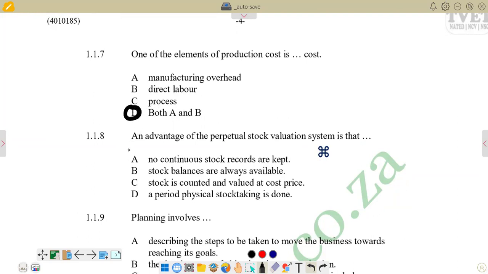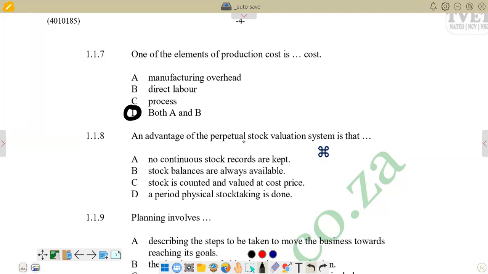Then you go to 1.1.8. An advantage of perpetual stock valuation system is that, remember, we've got two valuation systems that we have. We have got perpetual stock valuation system, and also we have got periodic valuation system. They are mainly differentiated by the way that they value the inventory or stock. Remember, perpetual stock valuation is a valuation that is done throughout the period, which is not after a certain period, but at any time you can find the value of stock. That is perpetual stock valuation. But periodic is the valuation of stock after a certain period of time. That is the main difference that we have between the two.